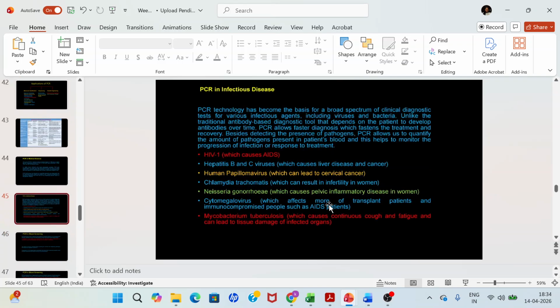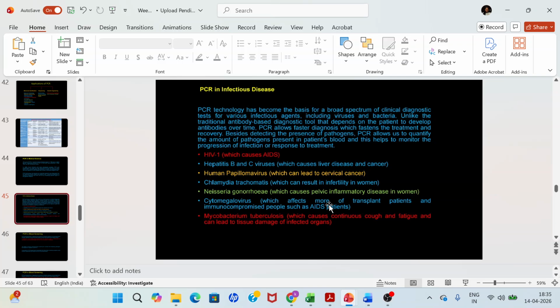इन्फेक्शियस डिजीज में पीसीआर का क्या रोल होता है? Technology has become the basis for a broad spectrum of clinical diagnostic tests for various infectious agents including viruses and bacteria. Unlike the traditional antibody based diagnostic tool that depends on the patient to develop antibodies over time, PCR allows faster diagnosis, which fastens the treatment and recovery. क्योंकि ये तो आपको उसी टाइम जीन एम्पलीफाई करके बता देगा if the organism is there or not.